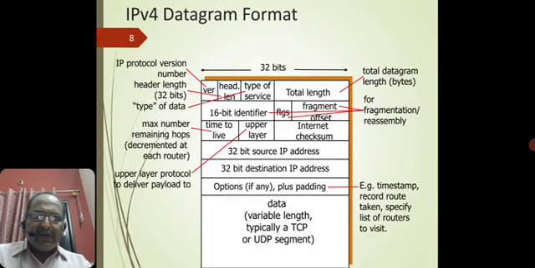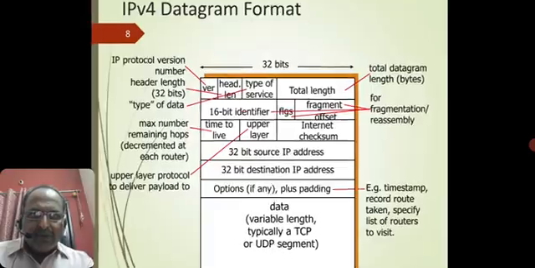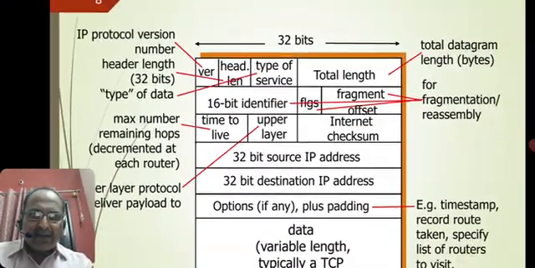So next important is how the IPv4 datagram format looks. Look into the header: the IP protocol version number, which particular version you are carrying, and the header length. The normal version is 4 or 6. Header length consists of 32 bits, and then the type of service, whether it is data or flags or bit parity or anything. Total length is the total datagram length in bytes.